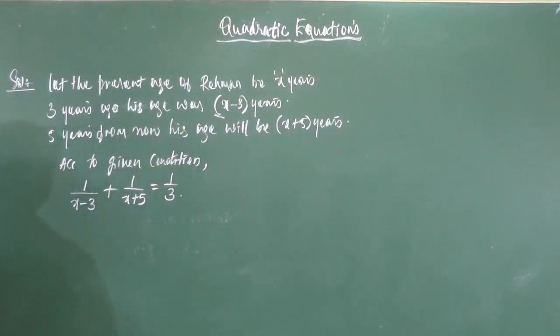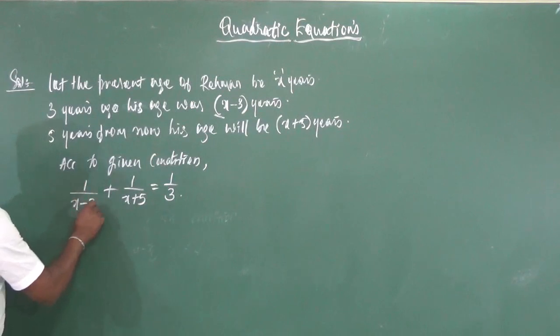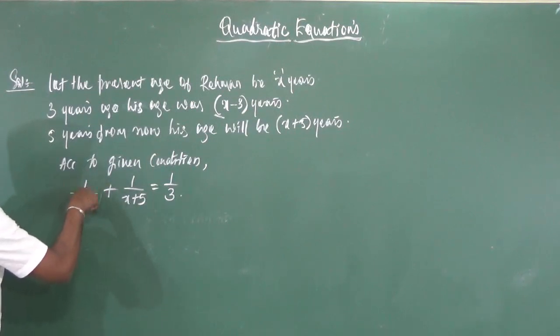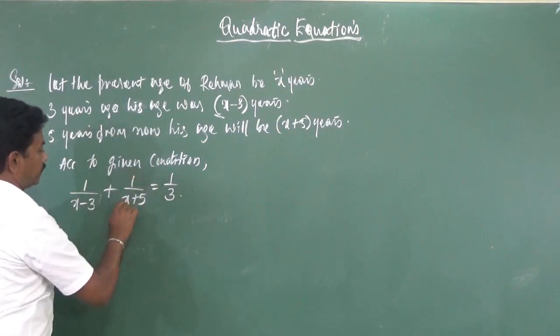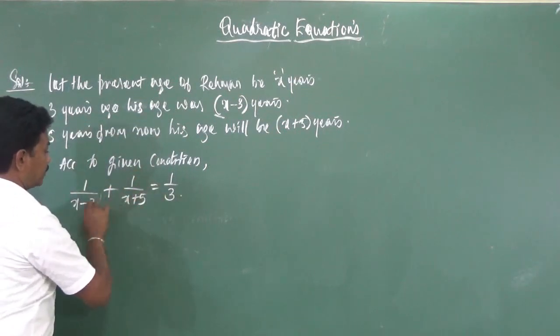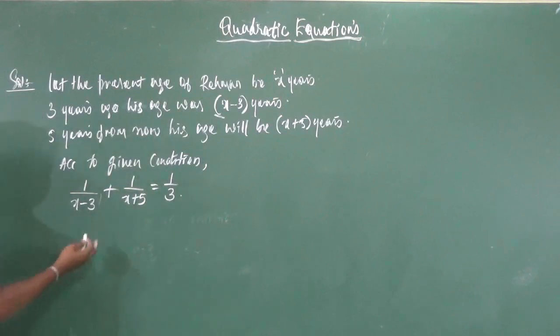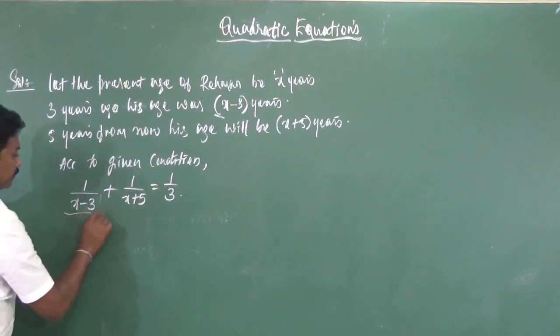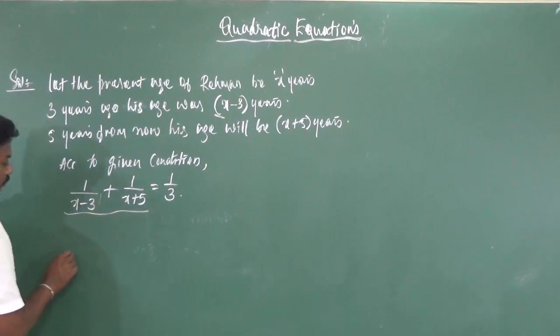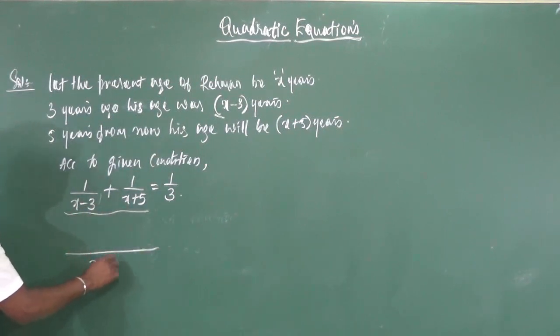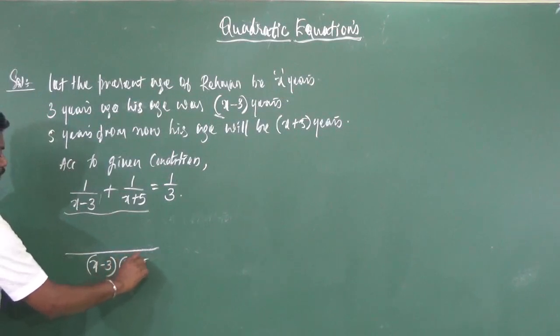So according to the given condition, 1 by x minus 3 is the reciprocal of Rahman's age 3 years ago, and 1 by x plus 5 is the reciprocal of Rahman's age 5 years from now. The sum is equal to 1 by 3. So you have to solve this. Let us consider the LHS, these two binomials. We will take the LCM of x minus 3 and x plus 5.